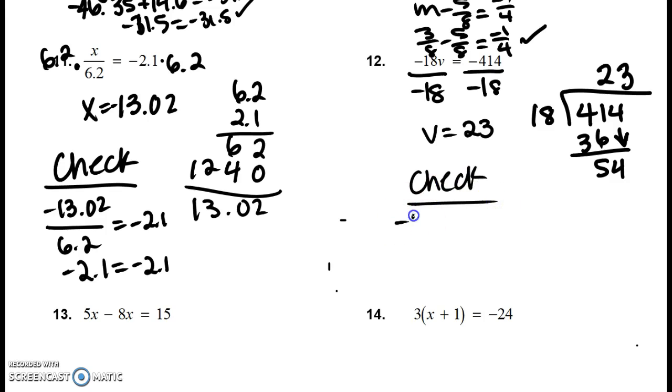Check step. Plug in your value for v. And you could do this multiplication off to the side. Oops. That should be negative. And negative 414 is equal to negative 414.